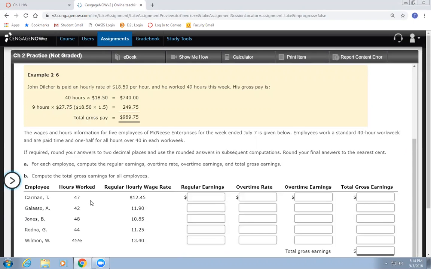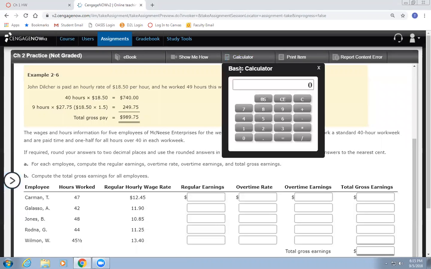So it says wages and hours for 5 employees of McNeese Enterprises for the week ended July 7th is given. Employees work a standard 40-hour work week and are paid time and a half for all hours over 40 hours in each work week. So we are going to compute their regular earnings, their overtime rate, overtime earnings, and then their total gross earnings, okay? So again, I'm just going to start with the first one, T. Carmen here.